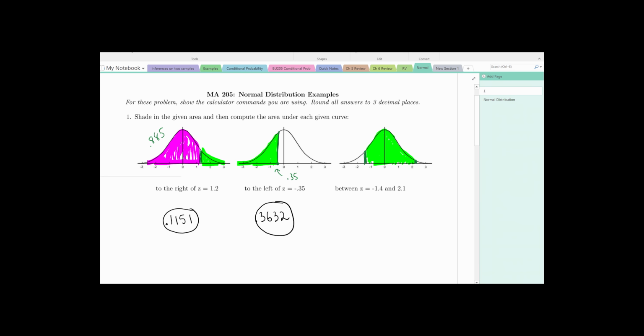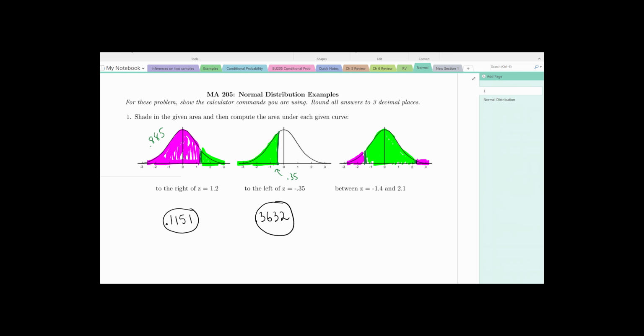Well, first, let's just think about it. What should we get? Well, we should definitely get more than 1/2. In fact, we should get a lot more than 1/2. So the only thing that we're missing here is this piece right here and just a tiny little piece here, right? So I'm going to go ahead and estimate roughly 90%, maybe a little less. But how would we actually compute this one?